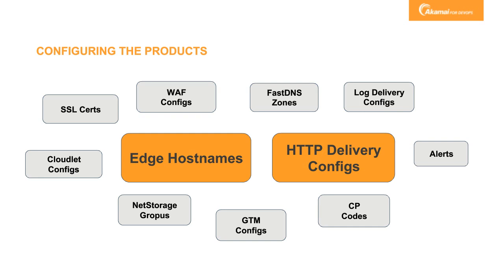The second thing you need is an HTTP delivery configuration. And that's where all the rules are for how to deliver your content, including what to cache, what not to cache, how long to cache it for, how to get to your origin to pull down content, any kind of acceleration features, redirects, etc. They're all stored in this HTTP delivery configuration. So with those two things, you'll have the basics of what you need, and then different products will use other configuration settings as well.